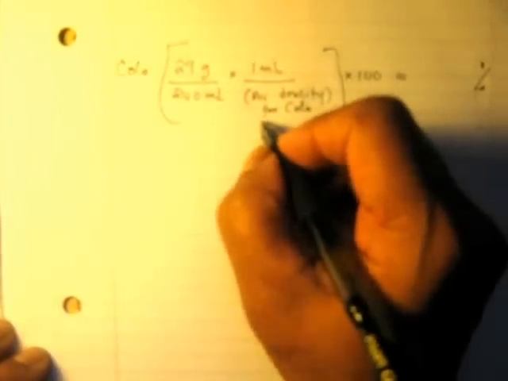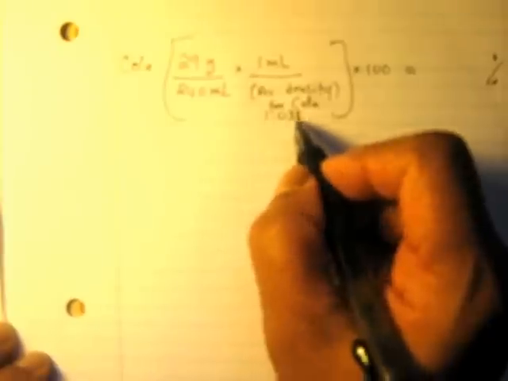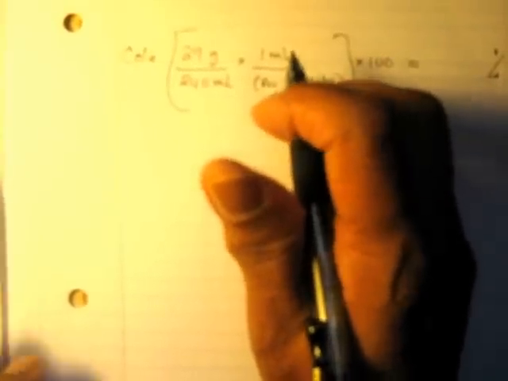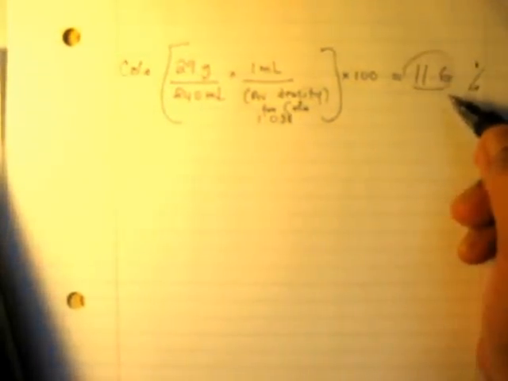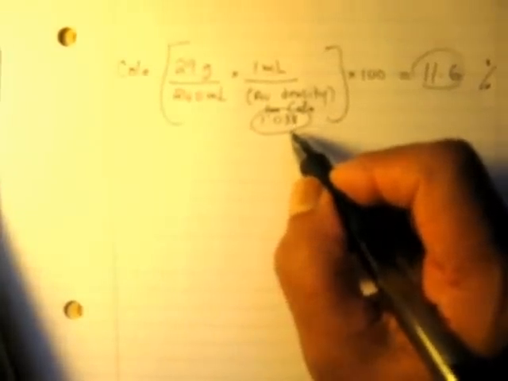So for example, let's see, you had 1.038, right? That's what I took as the average density for cola. So then it would be 29 divided by 240 divided by 1.038 times 100, which is 11.6%. So that is the accepted value. But remember, I made this number up, so you have to use your own average density.